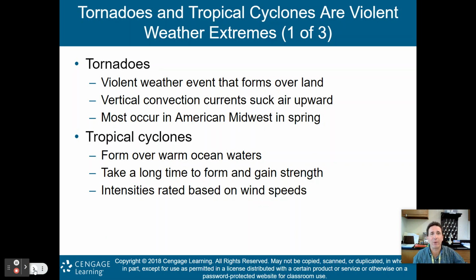All right, moving on. We have tornadoes and tropical cyclones. These are violent weather extremes. So, what is a tornado? It is a violent weather event that forms over land. Vertical convection currents suck air upward, and most of the tornadoes occur in the American Midwest in the spring.